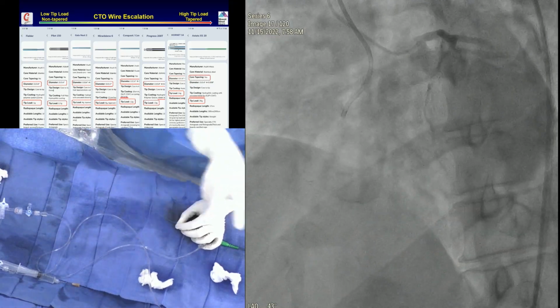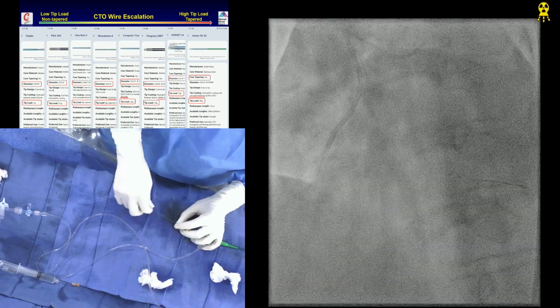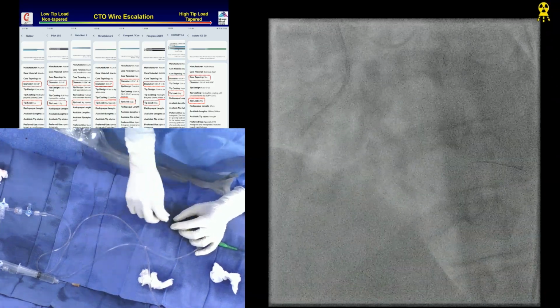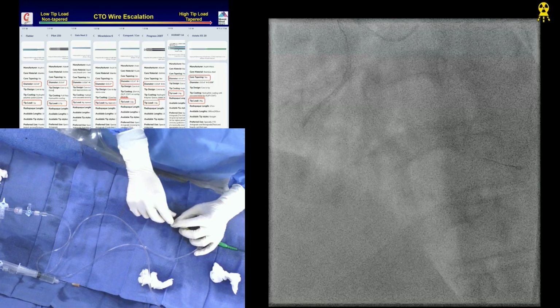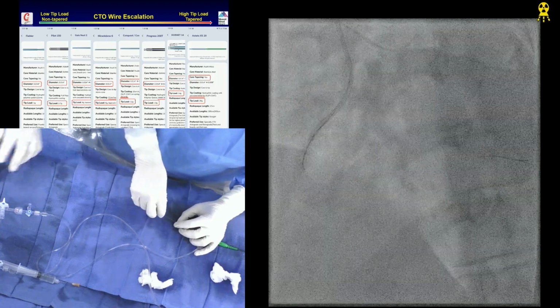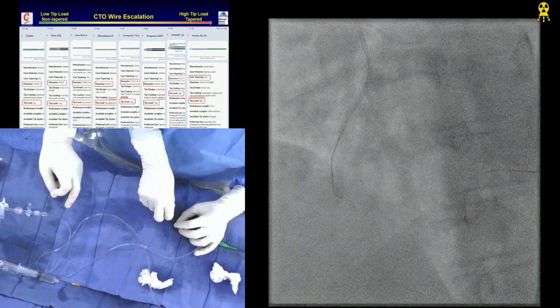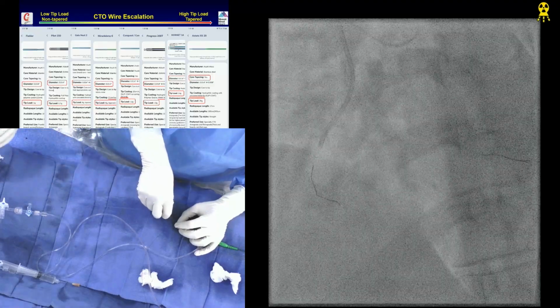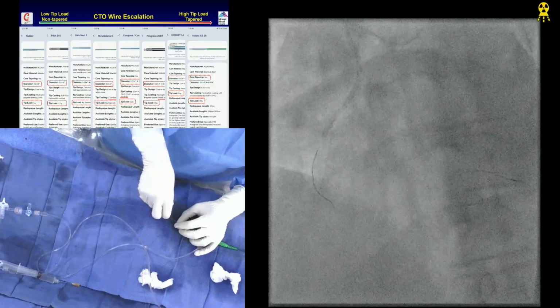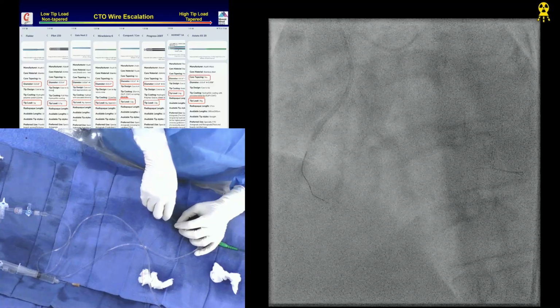We could leave it just before the bifurcation. That is true, as long as we leave it alone. Open a little bit there. In the meantime, we have the CTO wire escalation strategy from the app. This is why I didn't want it. Remember, there was a dissection there, and we may not be going.